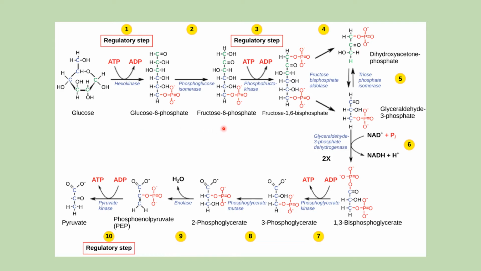So you just go through the steps: glucose, glucose 6-phosphate, fructose 6-phosphate, fructose 1,6-bisphosphate, to glyceraldehyde 3-phosphate, 1,3-bisphosphoglycerate, 3-phosphoglycerate, 2-phosphoglycerate, phosphoenolpyruvate, and then pyruvate.